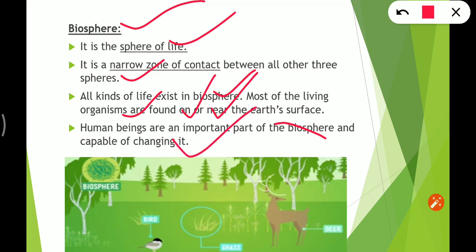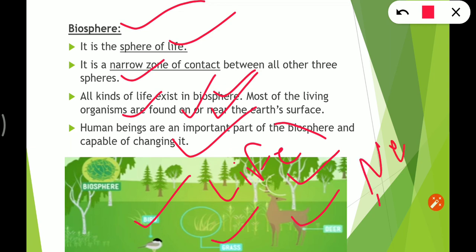Okay, so this is the sphere where the life exists. You can see here life, bird, grass, animal, plants. This is the life. Okay, and it is near the earth or on the earth. Life is found where life is found, that is biosphere, right? I hope it is clear to you.